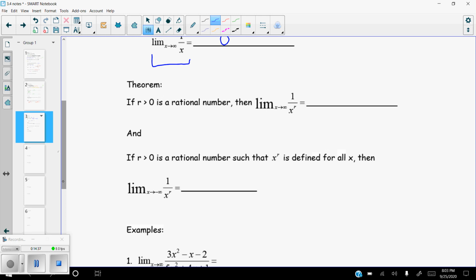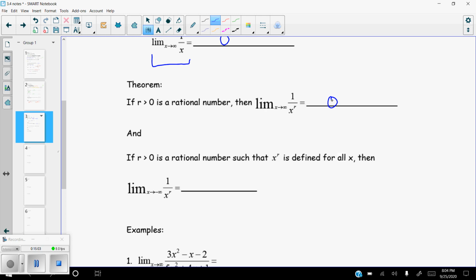So there's a theorem that says that as long as r is greater than 0, and that's a rational number, then the limit as x approaches infinity of 1 over x to the r also approaches 0. And if you think about that, that really should make sense. Let's say r is 2. Now it's 1 over x squared. Well, the denominator is just going to get bigger even faster than 1 over x did, so it's going to make it approach 0 even faster.